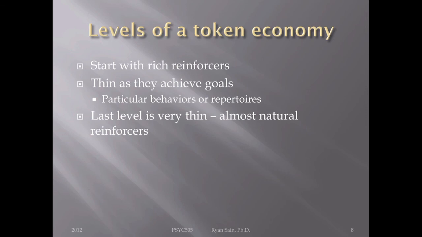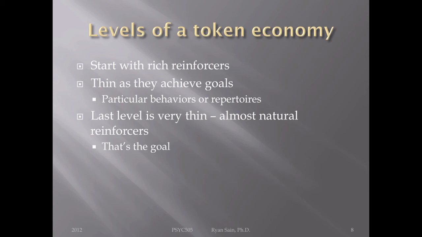The last level, the last step, and there's never just 3 steps here. This should be 4, 5, 10, 12 different layers of this, right? So the last step is very thin, right? Ultimately, the idea here is to get rid of all those tokens. You don't want the kids to have to be exchanging them anymore. You want those things to be thinned out to the point to where the natural reinforcers have taken over, whether those are social or automatic or whatever. But you do want those. You do want to thin this out. So you start with a lot of these contrived reinforcers, a lot of the tokens, and as people achieve the goals that you want them to achieve, then you just start pulling it back.